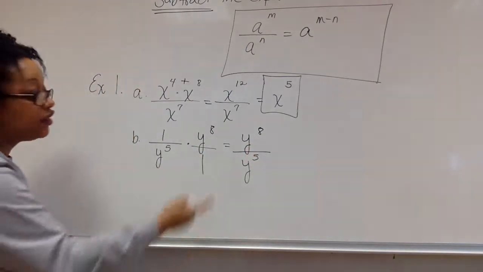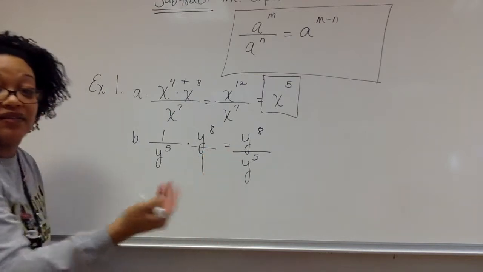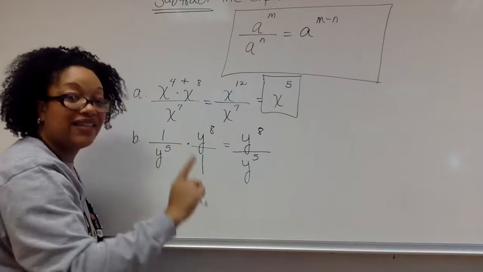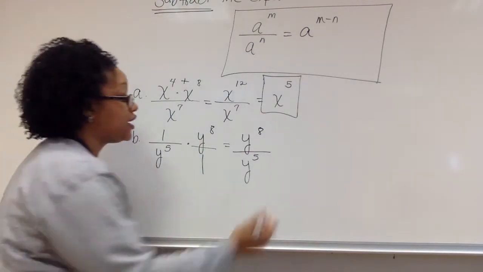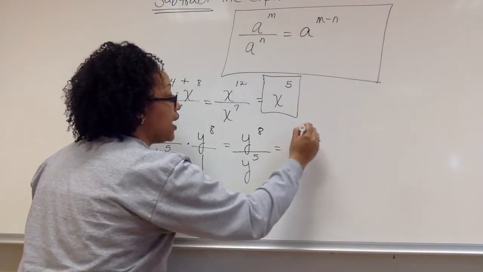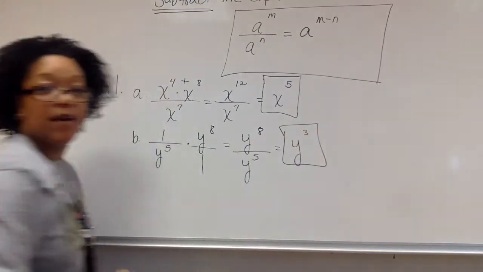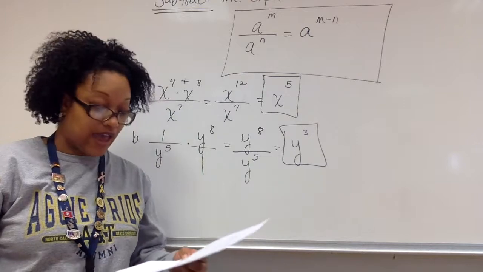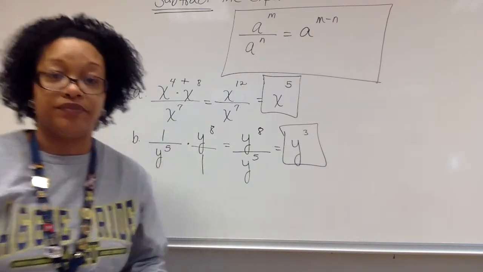Well, what is that? Look, you got the same base. You're dividing, so subtract. 8 minus 5 is just 3. So your answer is y to the 3rd power. Box your answer. Not very hard. Keep it simple because it is. Okay? Let's do one more.